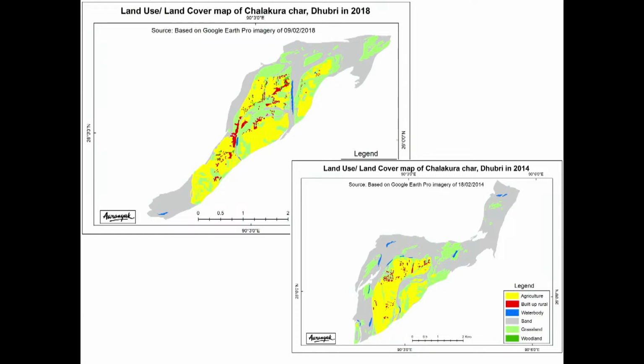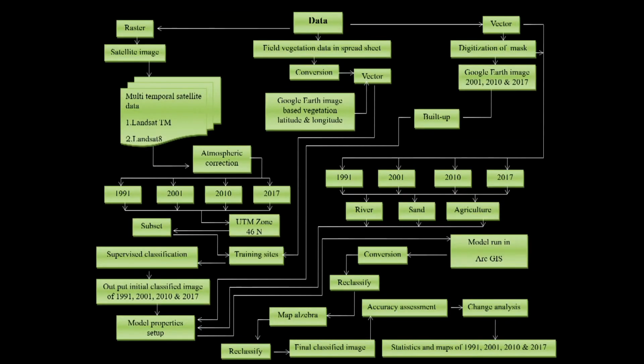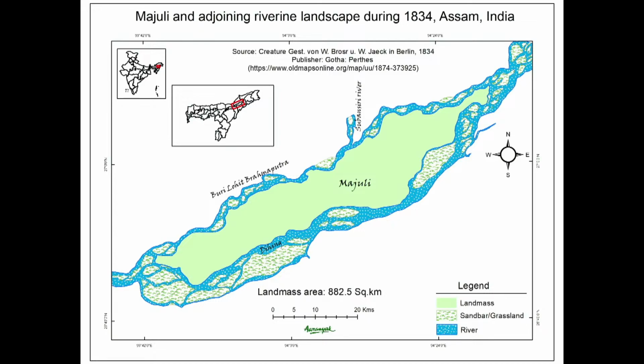So this is in Dhubri district. So I'll go fast. Okay. Majuli. Why is Majuli famous? Why? Loudly. The largest river island in the world.